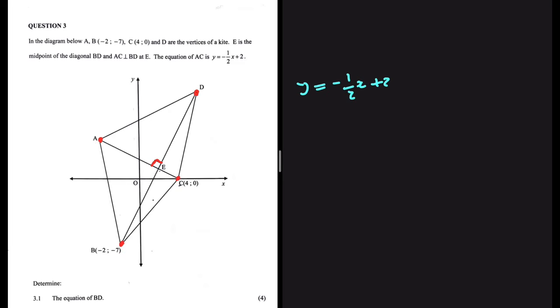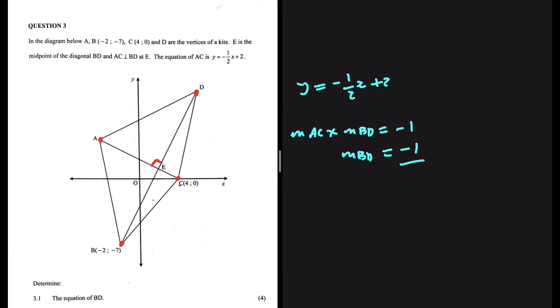Can we find the equation of line BD if we are given the equation of line AC? Yes, we can. The equation of line AC is given by minus 1 divided by 2 x plus 2. AC is perpendicular to BD. That should tell us that the gradient of AC multiplied by the gradient of BD is equal to minus 1. So the gradient of BD will be equal to minus 1 divided by the gradient of AC.